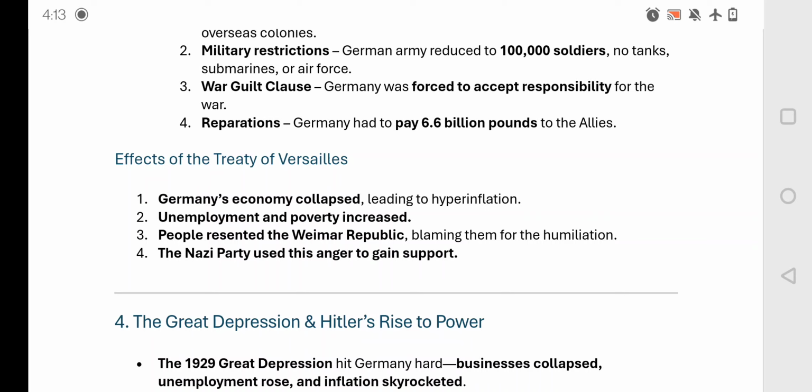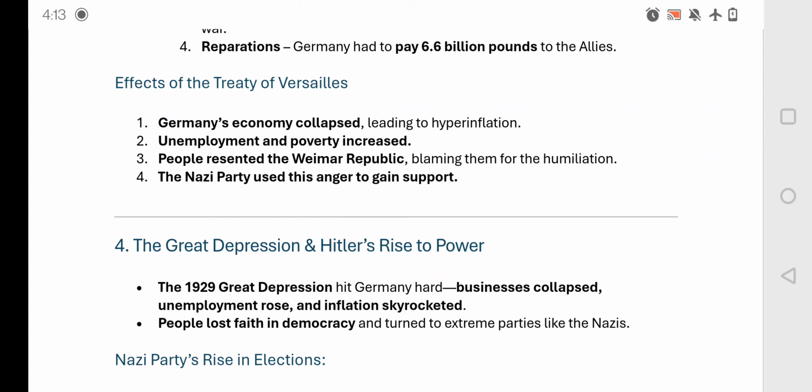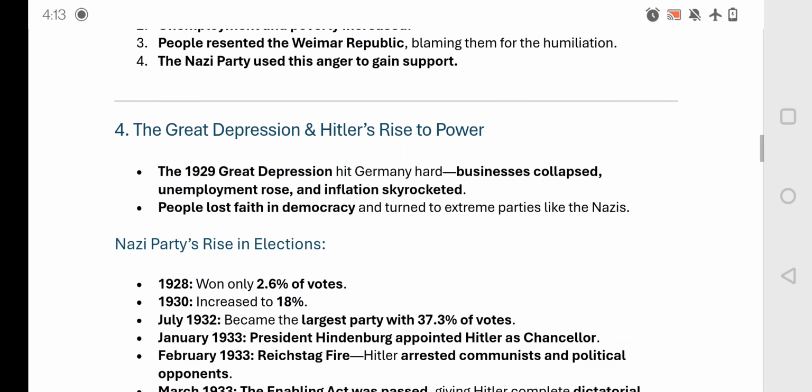Unemployment and poverty increased. People resented the Weimar Republic, blaming them for the humiliation, and the Nazi party used this anger to gain support. Then the Nazi party thought that we should take a step and bring change in society. So at that time the Great Depression started, and then Hitler came into power.